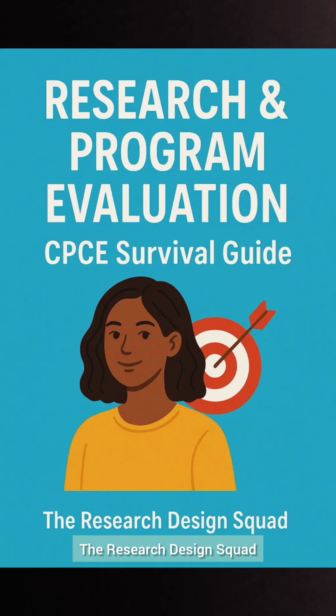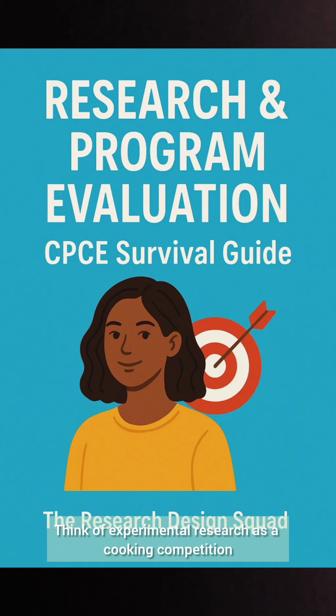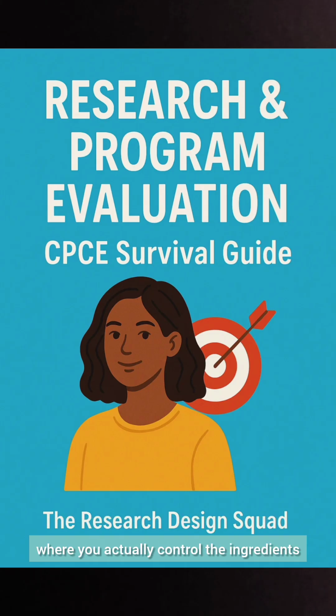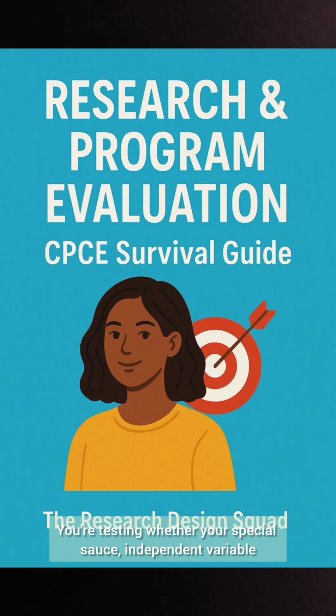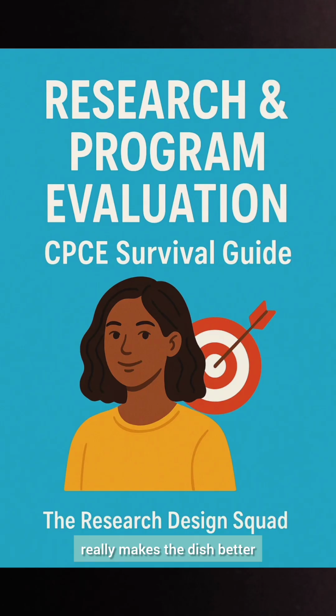The Research Design Squad. Think of experimental research as a cooking competition where you actually control the ingredients. You're testing whether your special sauce, independent variable, really makes the dish better, dependent variable. You need two groups. One gets your fancy treatment, one gets plain old ketchup, control group. The key: they need to be similar except for what you're testing, like having two identical kitchens.